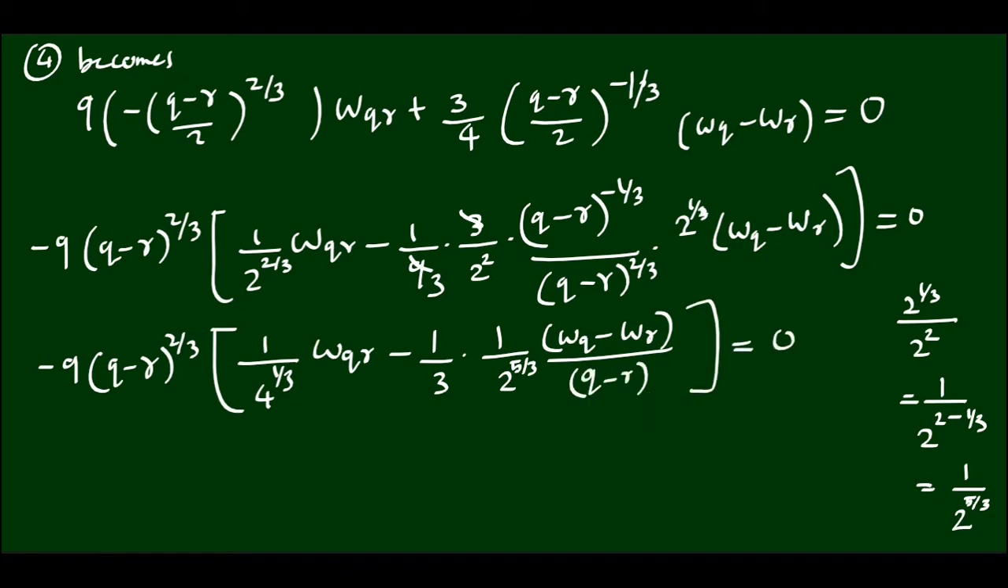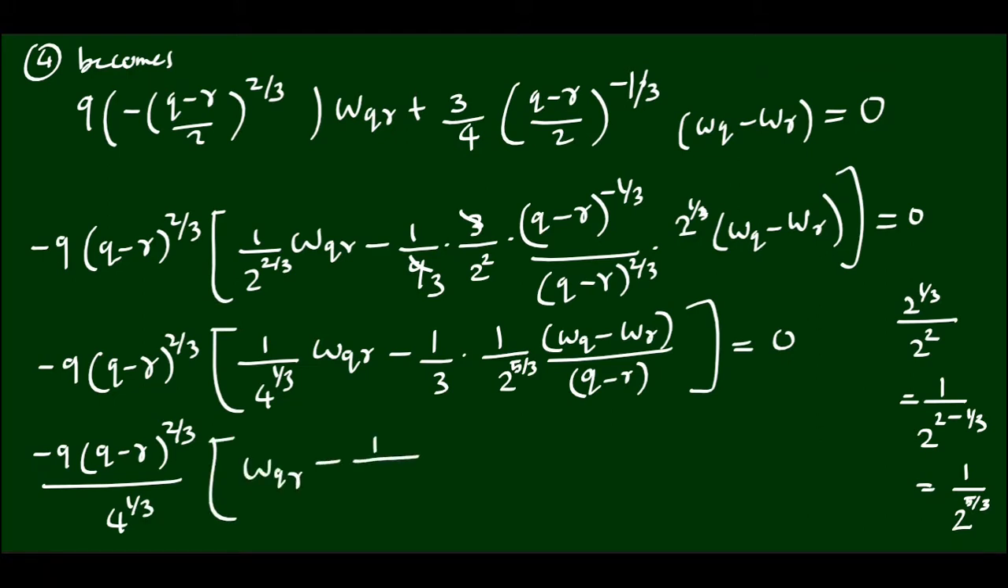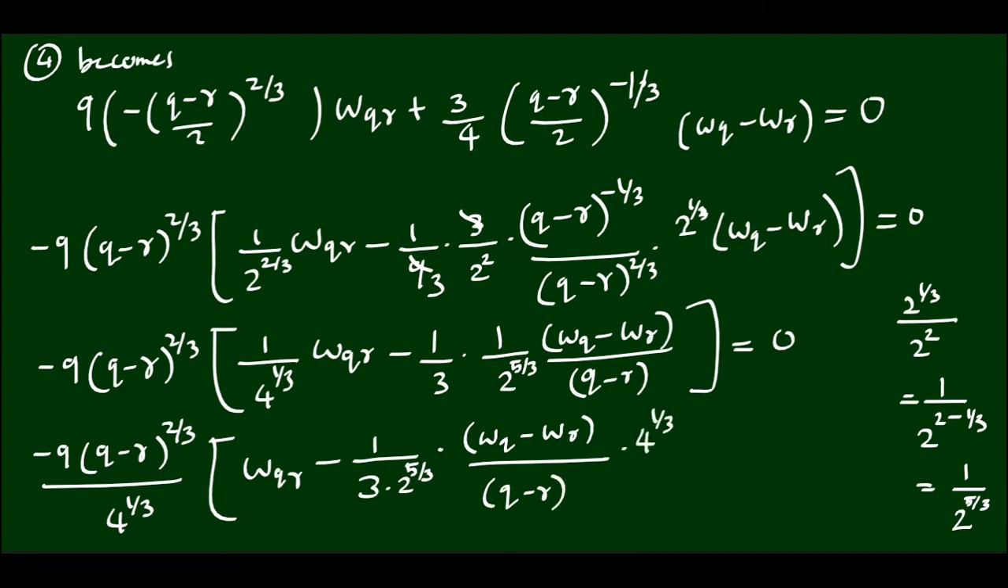Again taking 1 by 4 raised to 1 by 3 common, we will get minus 9 into (q minus r) all raised to 2 by 3 divided by 4 raised to 1 by 3 into wqr minus 1 by 3 into 2 raised to 5 by 3 into (wq minus wr) divided by (q minus r) into 4 raised to 1 by 3, because I am taking 1 by 4 raised to 1 by 3 common. So I have to multiply the second term by 4 raised to 1 by 3, which is equal to 0.